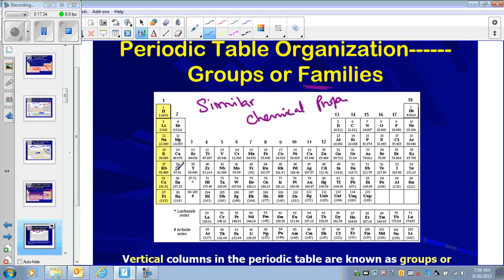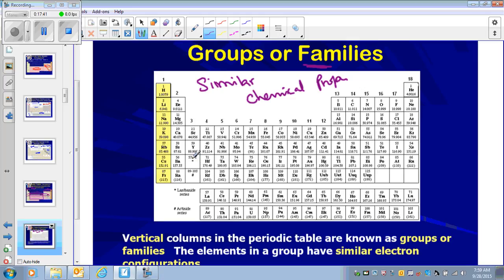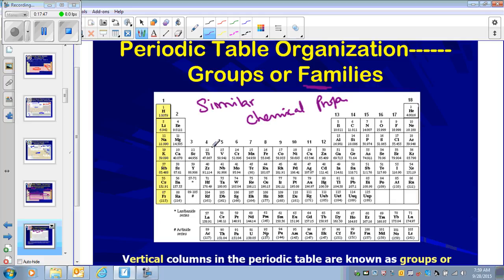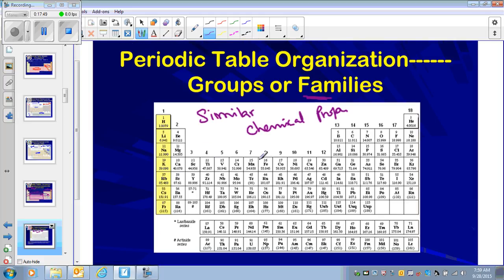And why do they have similar chemical properties? Because they have the same number of valence electrons. So all elements in one group or vertical column have similar chemical properties because they have the same number of valence electrons. They have the same kind of electronic configuration. And then we will go with the names of those families. Just like we have our family names, these elements also have their family names.